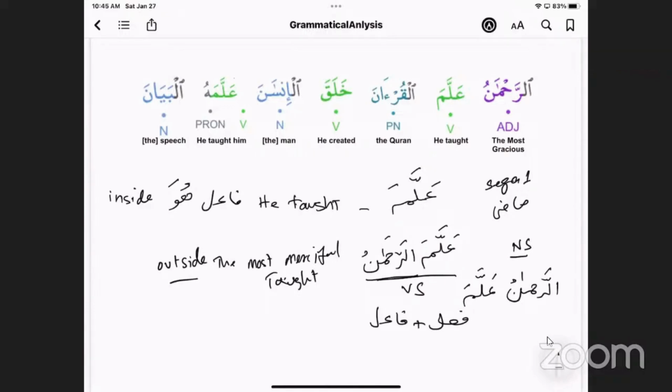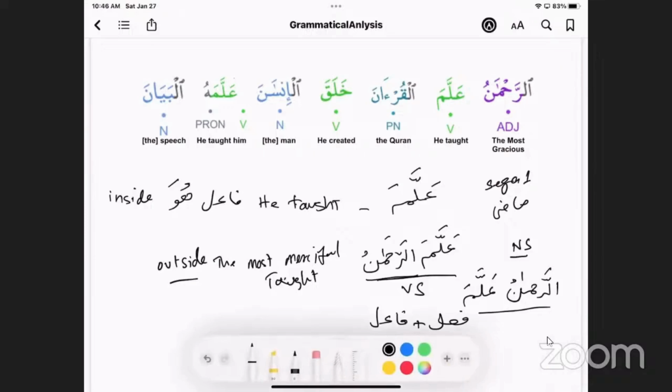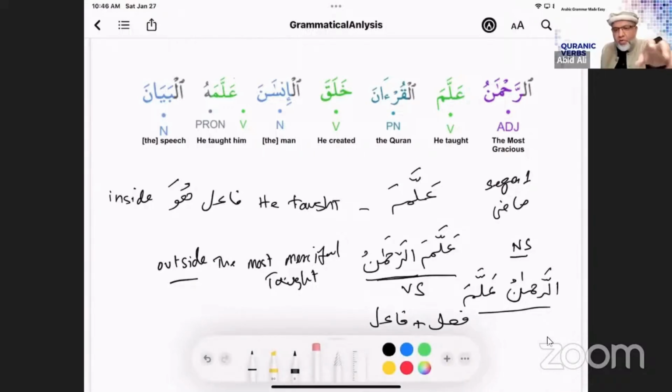Are you with me so far, guys? Has this now become a nominal sentence? Nominal. Okay. So everybody else, show of hand, because I don't want just one or two people to follow this. I want everybody to follow this.